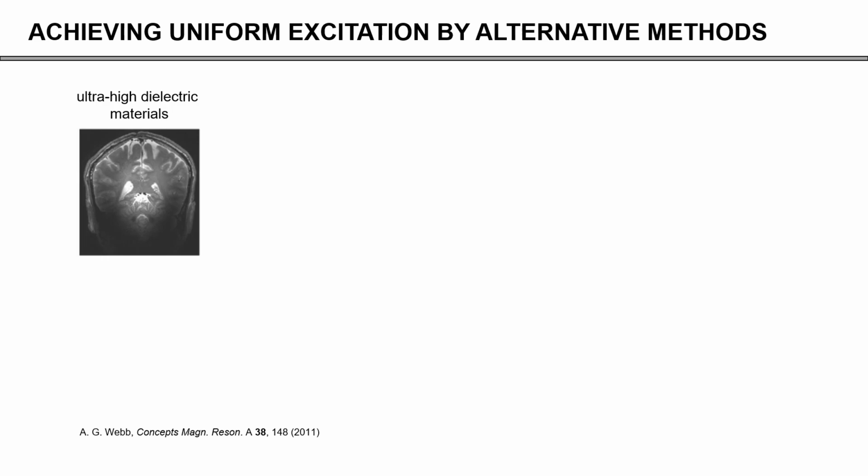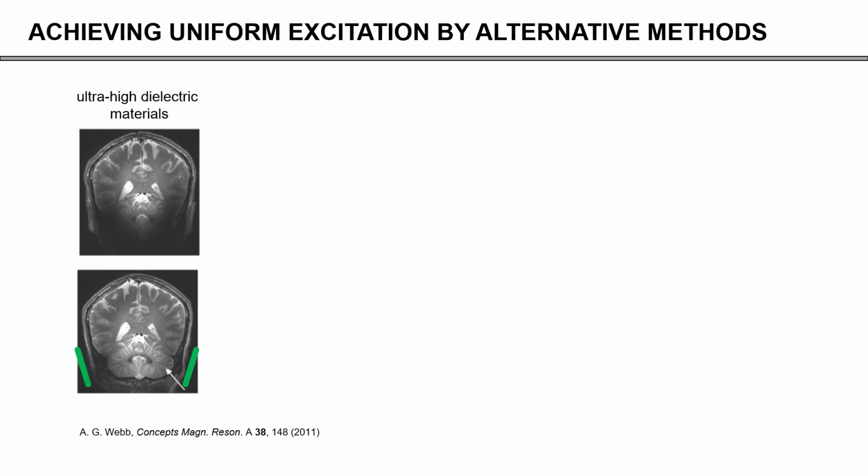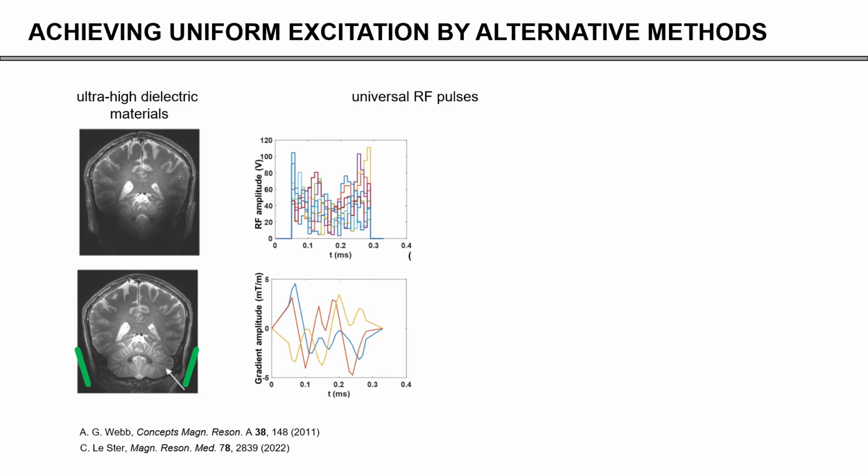So here you have that same image, where you have these voids again in the cerebellum because of their standing wave behavior at 7 Tesla. And what if you now add ultra-high dielectric materials as little bags at the right location, roughly, you can see that you have a greatly improved image quality. You see all of the cerebellum again, because basically these pads are kind of like steering the B1 and making it locally more homogeneous. Another way to go would be to use universal RF pulses.